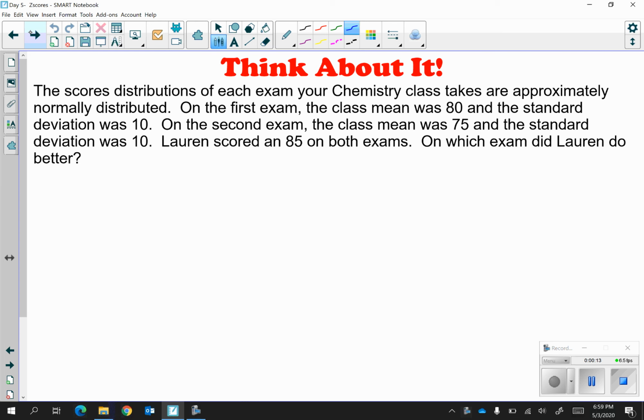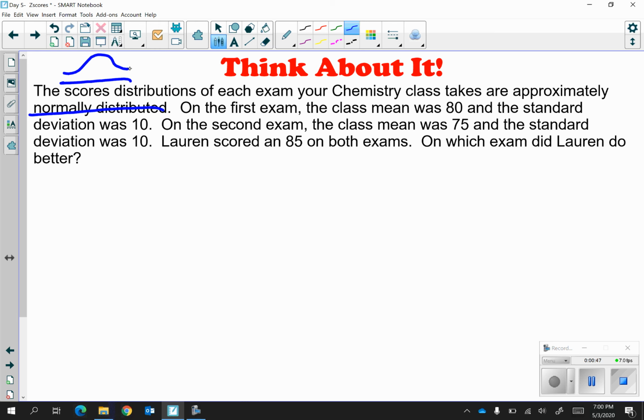So let's think about the scenario. The score distributions of each exam your chemistry class takes are approximately normally distributed, right? We talked about last video how a normal distribution looks like that. On the first exam, the class mean was 80, and the standard deviation was 10. On the second exam, the class mean was 75, and the standard deviation was 10. So Lauren scored an 85 on both exams, and they want to know on which exam did Lauren do better.